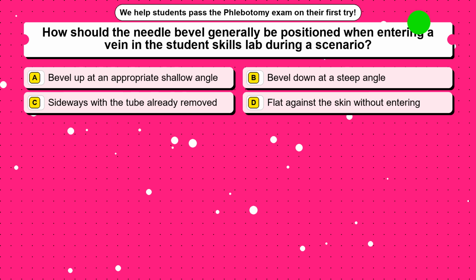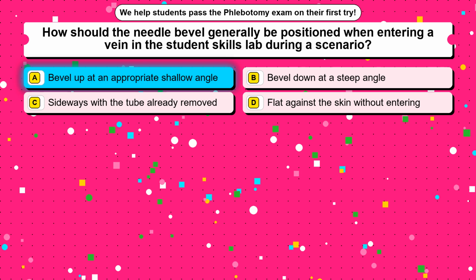Question 16. How should the needle bevel generally be positioned when entering a vein in the student skills lab during a scenario? Option A. Bevel up at an appropriate shallow angle. Option B. Bevel down at a steep angle. Option C. Sideways with the tube already removed. Option D. Flat against the skin without entering.